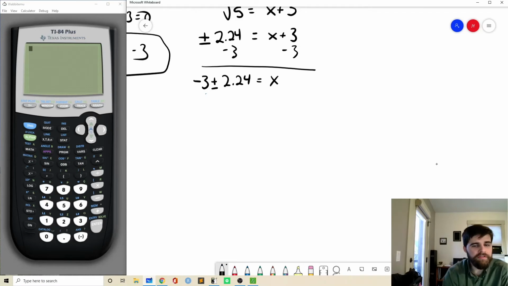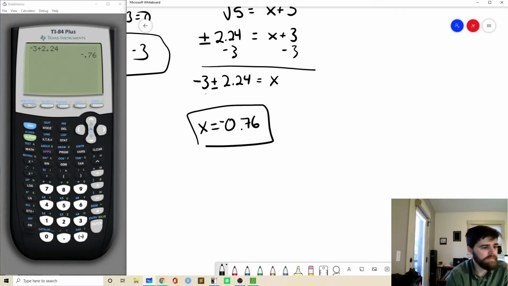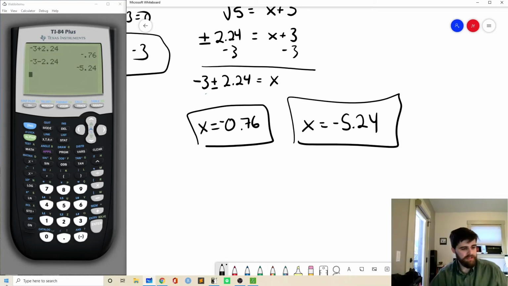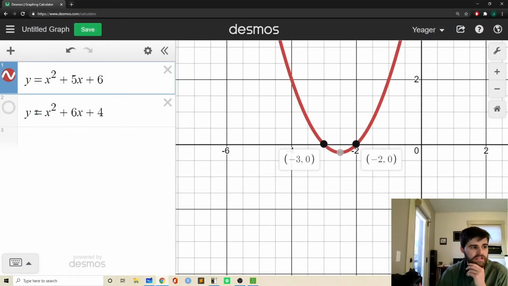So let's figure out what are the actual values for x, because this doesn't feel super useful. So negative 3 plus 2.24 would give me negative 0.76, so that's our first answer. And then negative 3 minus 2.24 gives us our second answer, negative 5.24. Real quick, jump into the graph and check if that makes sense.